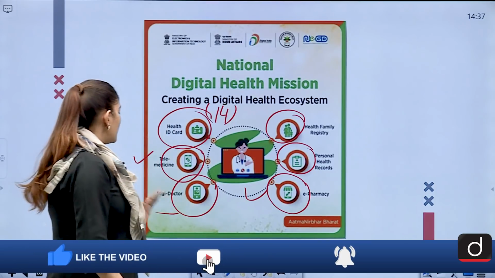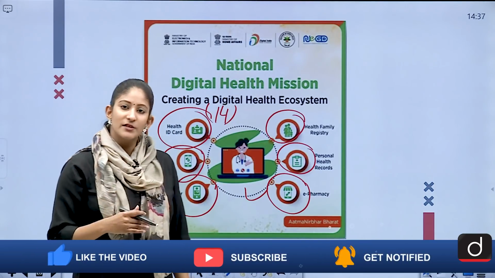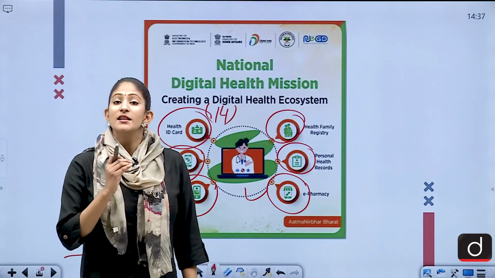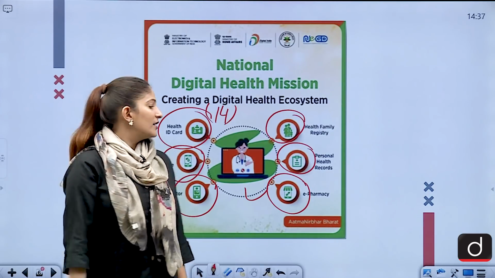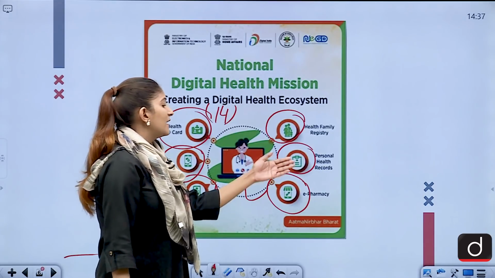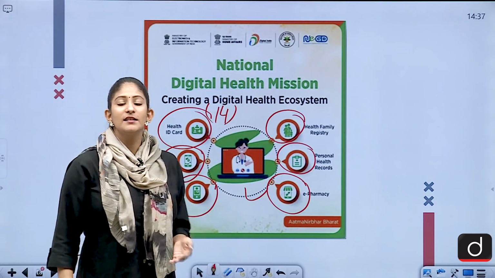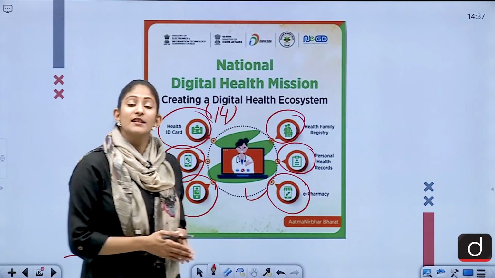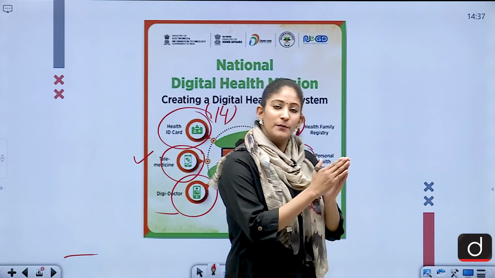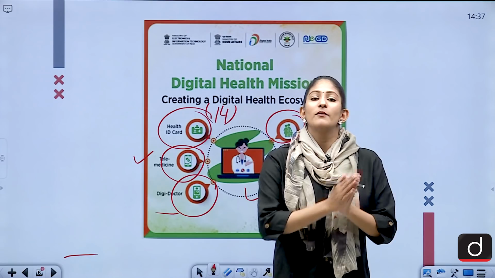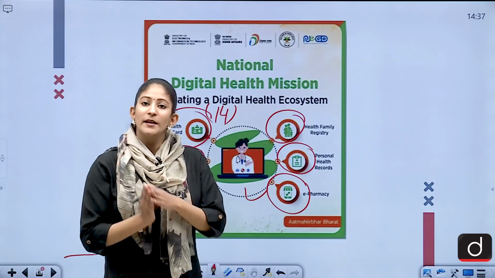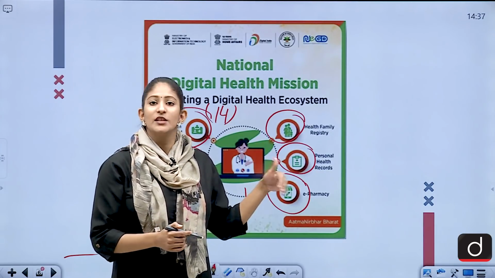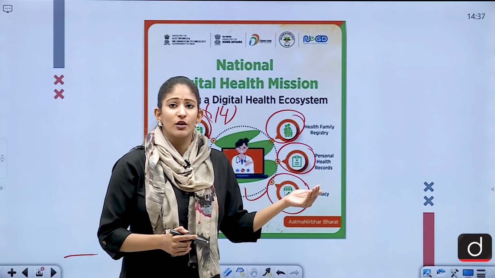So if we talk about DigiDoctor, the DigiDoctors will also be provided digital signatures for providing prescriptions. And if we talk about personal health records and personal health IDs, these will contain proper records of what treatment has been received by the person, and how many reports need to be carried forward to the next doctor.